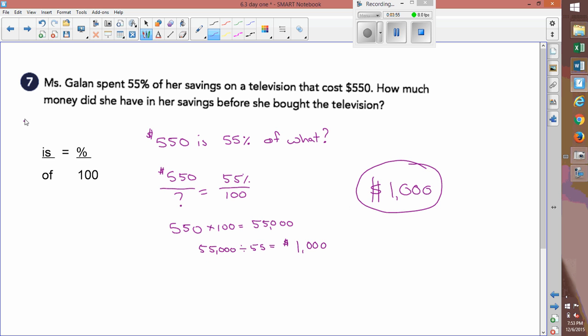Miss Galen spent 55% of her savings on a television that cost $550. How much money did she have in her savings account before she bought the television? 550 is 55% of what? I would stress that you might want to use a part over whole model here, the part over whole equals the part over whole, and then you would get 550 over your question mark equals 55%, because 55 is the part out of 100. And again, you crisscross divide and get $1,000 total.